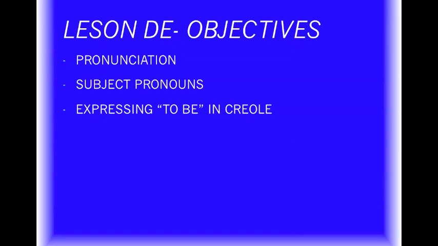Leçon deux. For lesson 2, we have 3 objectives. The first is working the pronunciation. The second is memorizing the subject pronouns, which are I, you, he and she, we, and they, but we'll see that this actually changes in Haitian Creole. The third is expressing to be, and we'll see that this is also different in Creole because there is no one verb to express to be. Instead, it's expressed in several ways, which we'll be getting to later in the lesson.